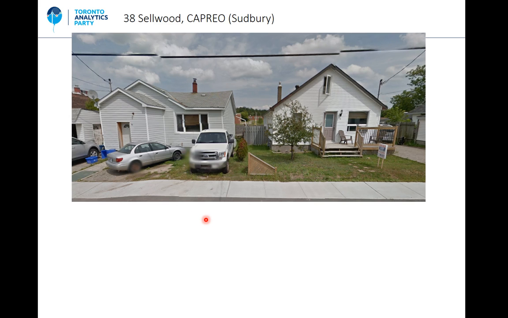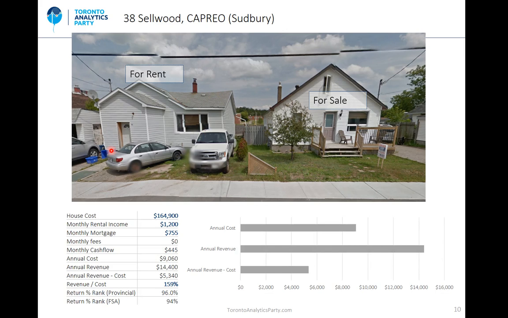Another example in the same little town. And this is really fun because these are beside each other, which makes these paired examples so powerful. The house cost here on our right is $165,000, and the rent is $1,200. So your monthly mortgage is $755, and you have a $1,200 rental income, which means you have the rental income covering 159% of the mortgage cost. If only we could see that in downtown Toronto.